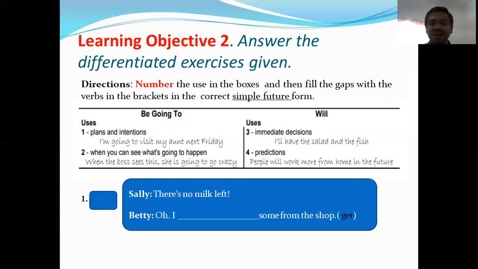So there's no milk. Betty, oh, I blank some from the shop. Is it plans and intentions? Is it when you can see what's going on, or is it immediate decision or prediction? So you're going to number the box. So in this particular number 1, is it 1, 2, 3, or 4? It is 3 and will. Okay, so 3 because it is for immediate decision. Oh, I will get some from the shop. Number 3 because this is for immediate decision and no one is forcing him to do so. Okay, do you understand now what you're going to do? Fantastic.